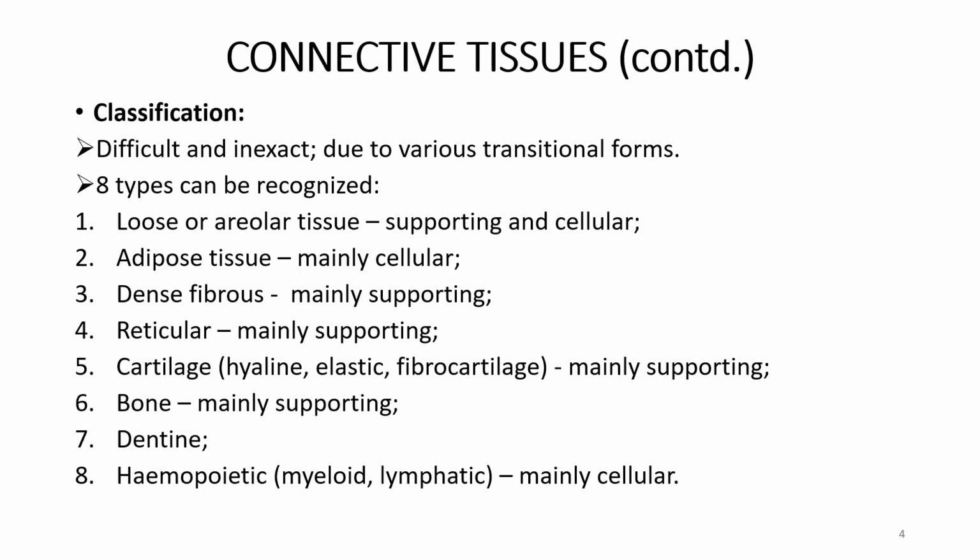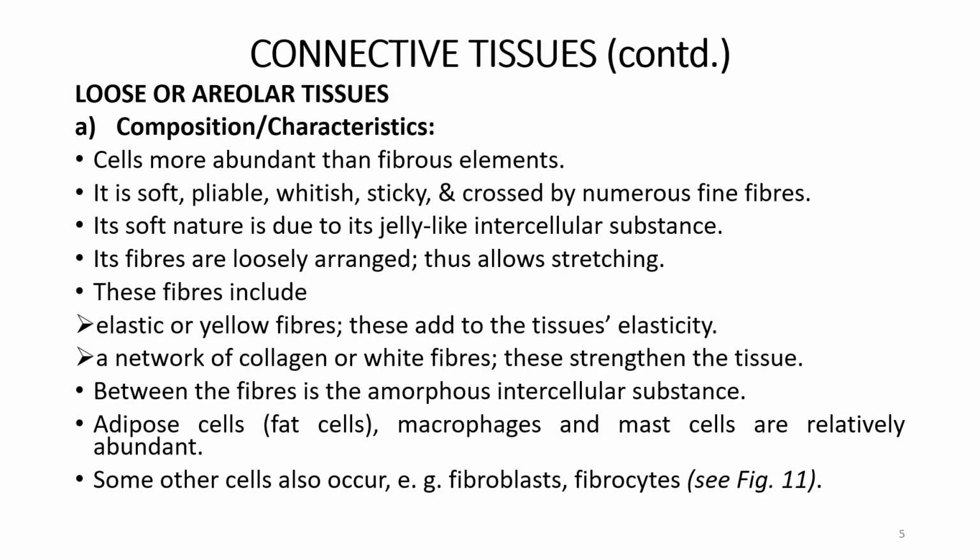Classification: this is very difficult, but still some 8 types could be recognized. We're not going to look at all of them. We shall try to look at some of them. Just notice we have a number of them, including loose, adipose, dense, reticular, cartilage, bone, dentine, hemopoietic. We shall look at many of them. Anyway, let's continue. Loose or areolar tissue.